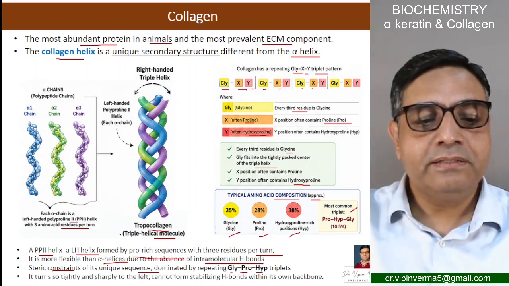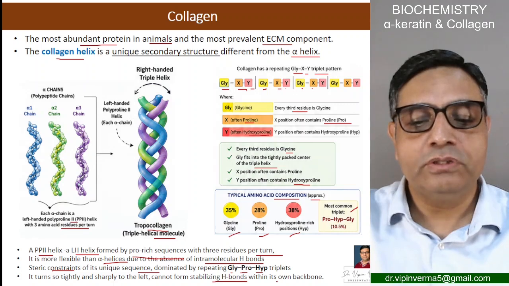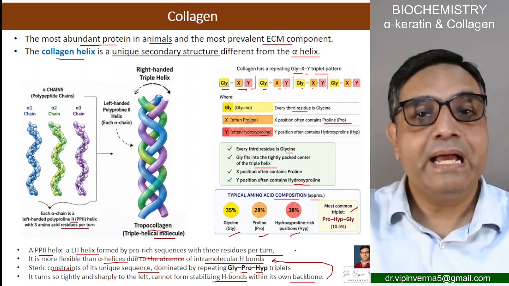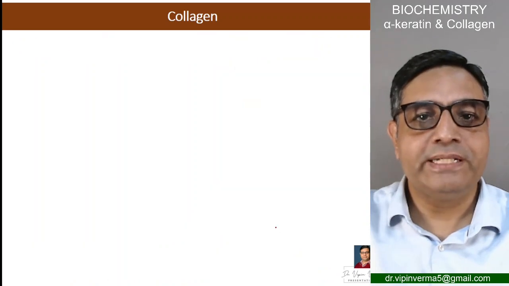Now it turns so tightly and sharply to the left that it cannot form stabilizing hydrogen bonds with its own backbone, and that's why the intramolecular hydrogen bonds are absent. Is this clear? That's a really notable point here.